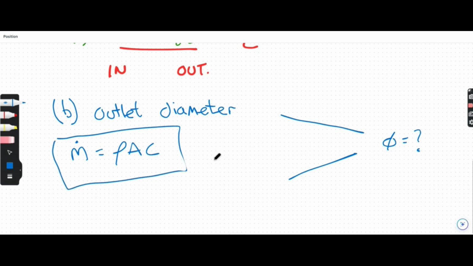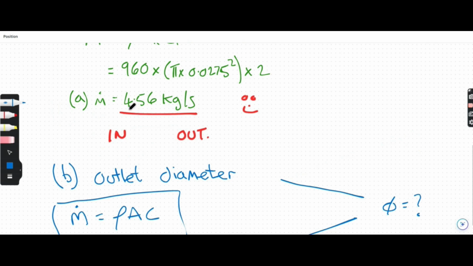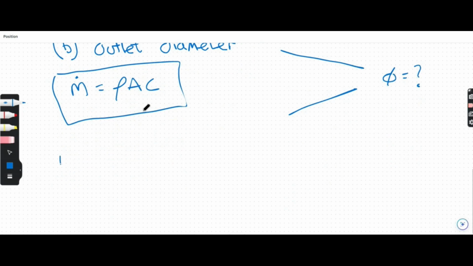Now, luckily, in part A, we worked out the mass flow rate. It was 4.56. So mass flow rate is 4.56 kilograms per second. That's constant. So we've got 4.56 coming there, and it's 4.56 coming out. That's what we've assumed, the continuity equation. So if we know the mass flow rate coming out, we can use that. So we know it's 4.56.